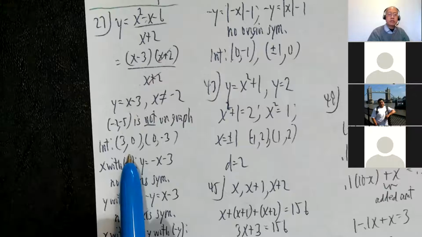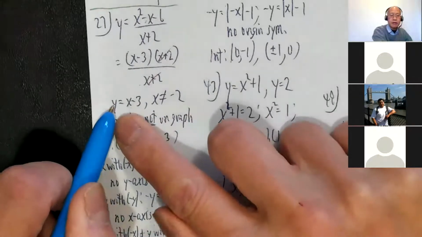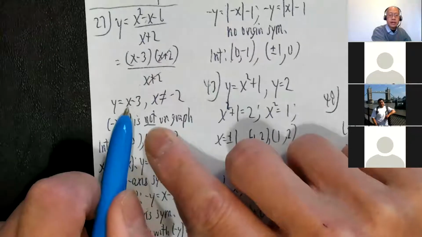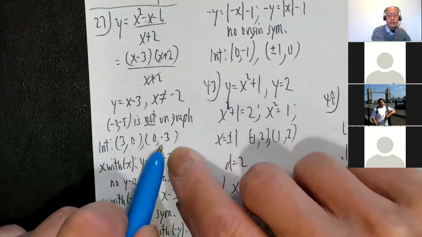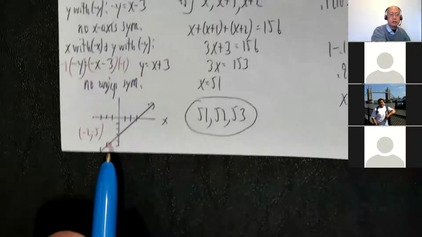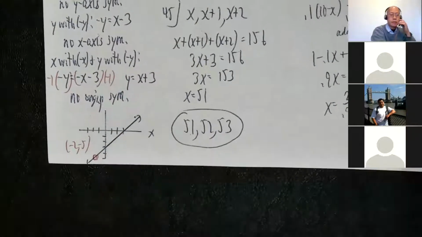All right, the intercepts should be easy. If y is 0, put a 0 right here. X is 3. But if x is 0, y is -3. So 3, 0, 0, -3. So 0, -3, and 3, 0.